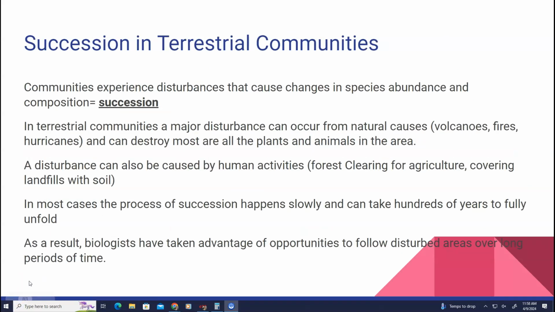Communities can experience disturbances that cause changes in species abundance and composition, which we would call succession. In terrestrial communities, a major disturbance can occur from natural causes and can destroy most or all of the plants and animals in an area. A disturbance can also be caused by humans. In most cases, the process of succession happens slowly and can take hundreds of years to actually unfold. As a result, biologists have taken advantage of opportunities to follow disturbed areas over long periods of time.